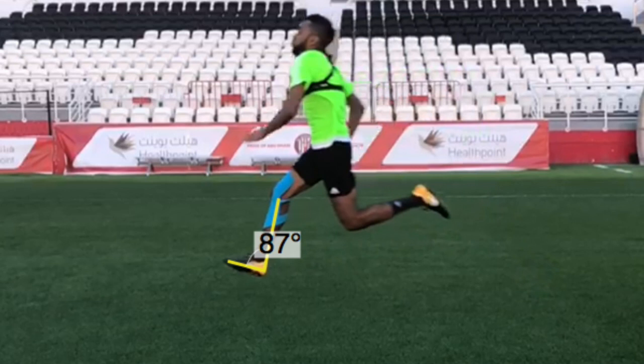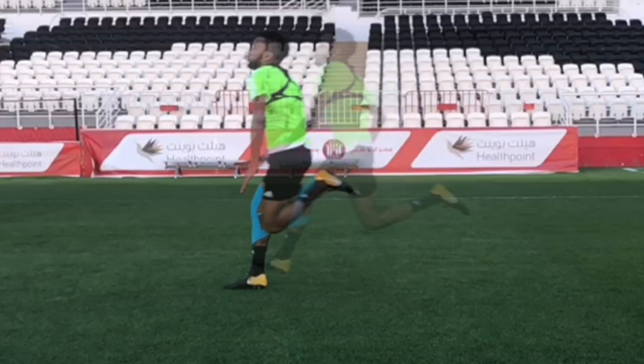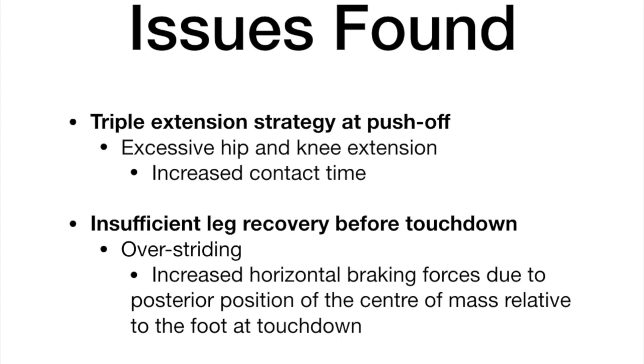Besides not being able to maintain a good ankle position before touchdown, this athlete is not performing a successful leg recovery in order to reposition his foot below his center of mass. Some of the issues that we found were a triple extension strategy at push-off that increases the contact time, and an insufficient leg recovery before the touchdown due to overstriding, increasing the braking forces.